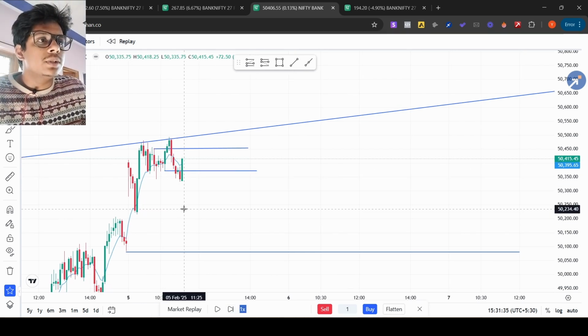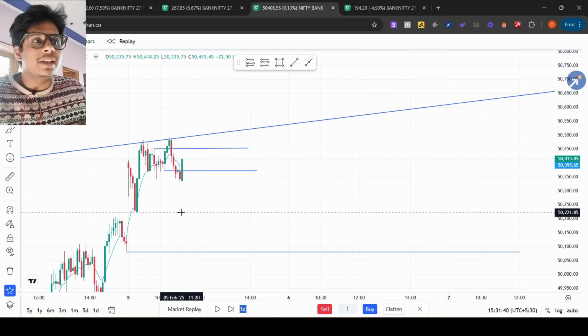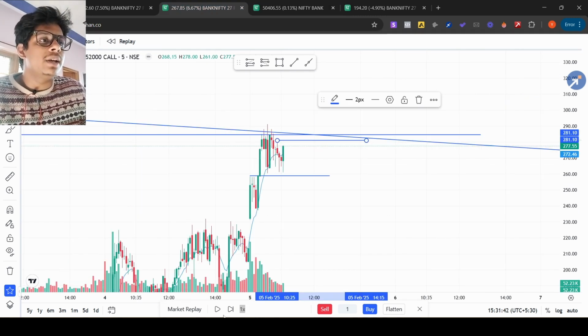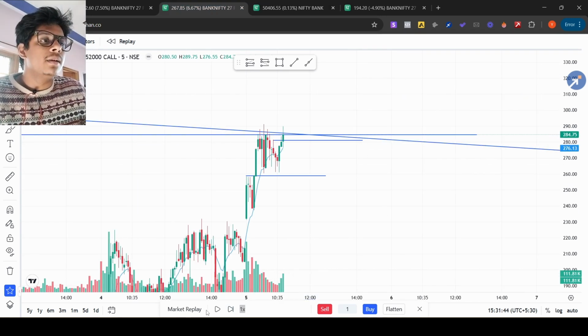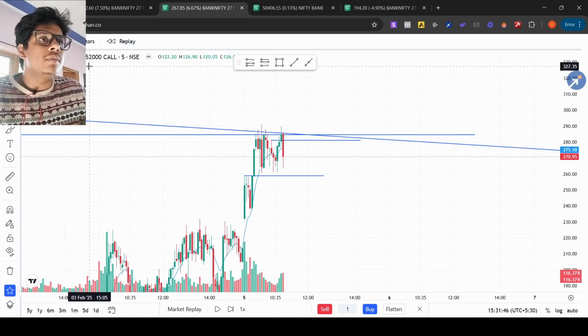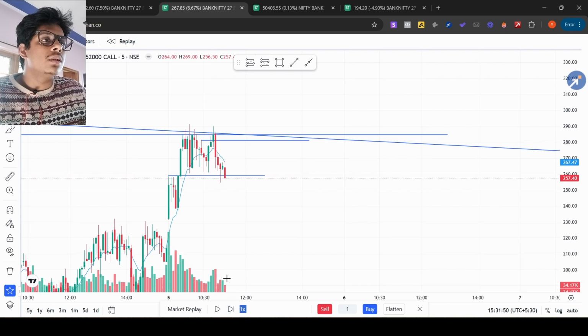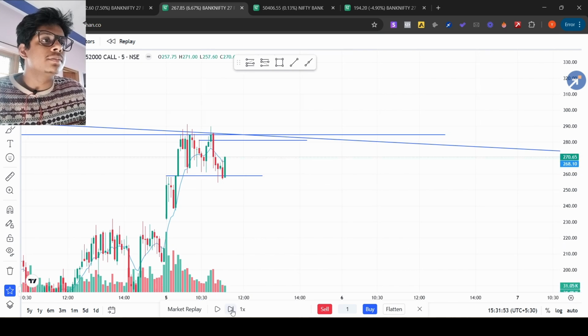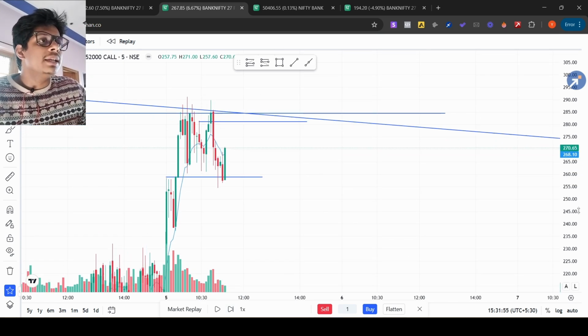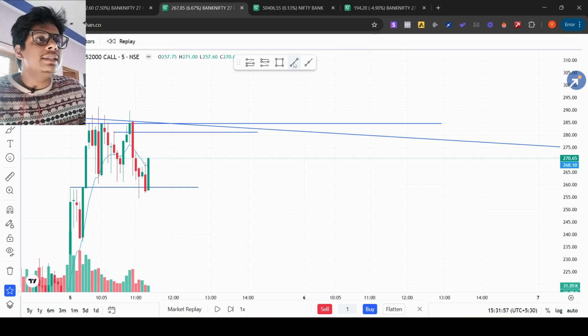Okay, there we go. So I think this was the candle that I have traded. This was of 1120 on this 52,000 call option.